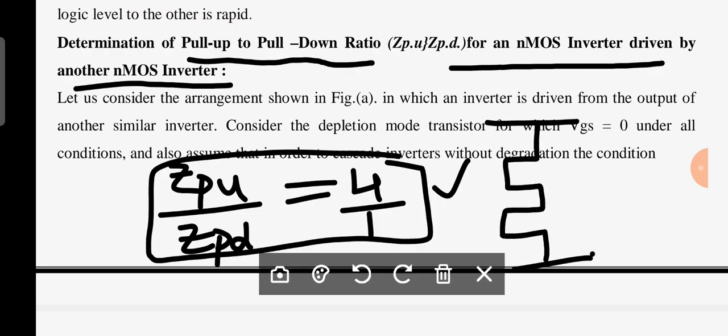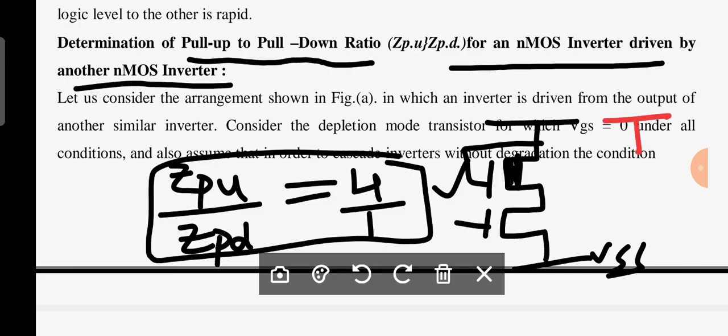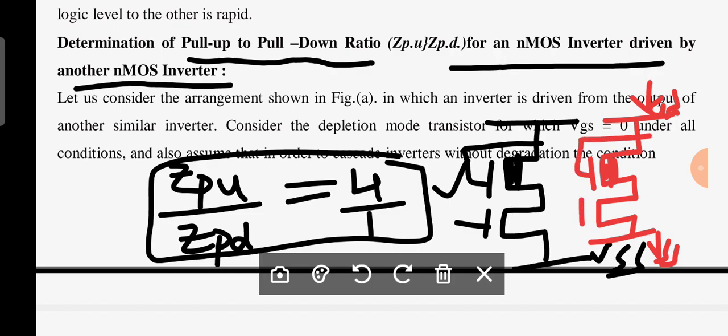Is it clear? Now you can observe this is one NMOS inverter, with a depletion mode transistor and an enhancement mode transistor, and one more inverter. Is it okay? Now this is VSS, this is VDD. This is a depletion mode transistor. This is an enhancement mode transistor, driven by another NMOS inverter.